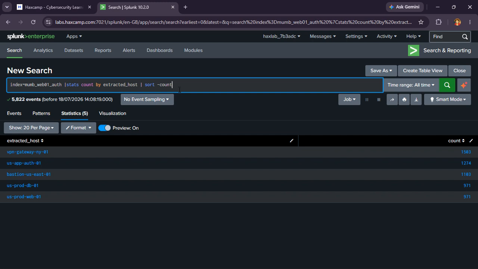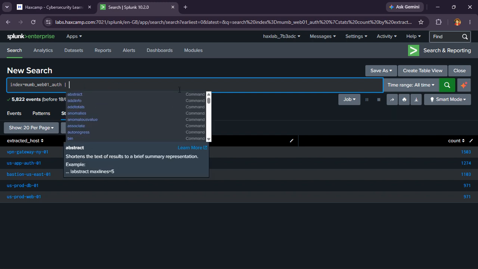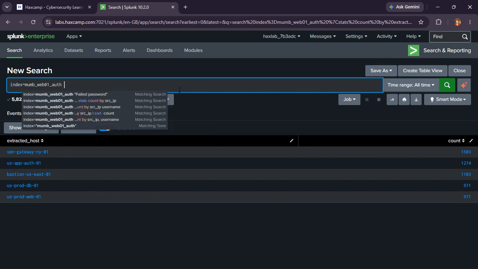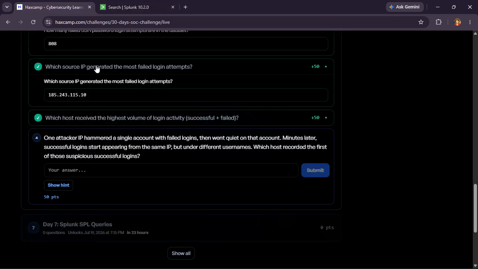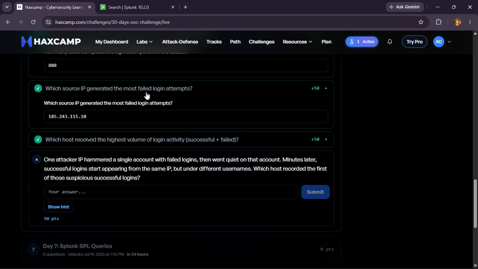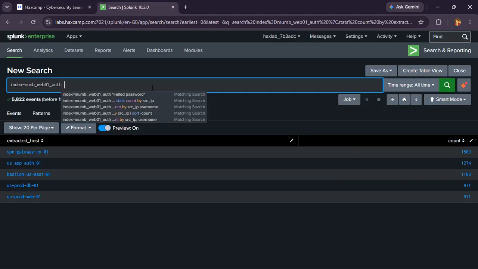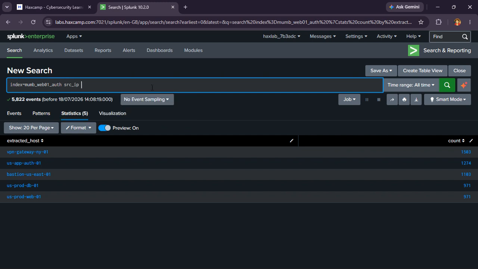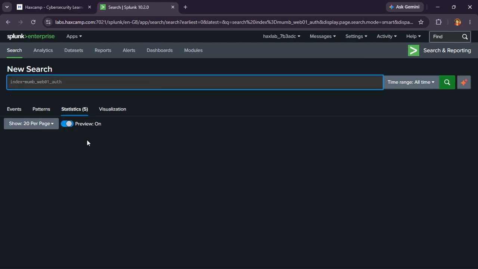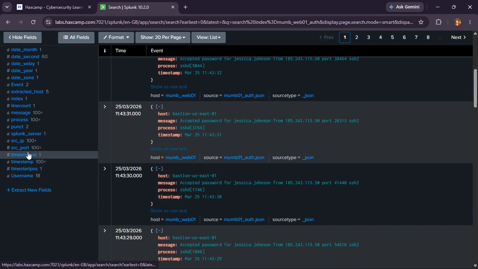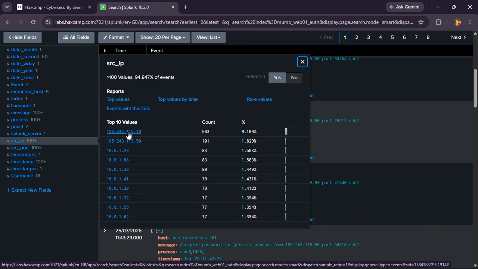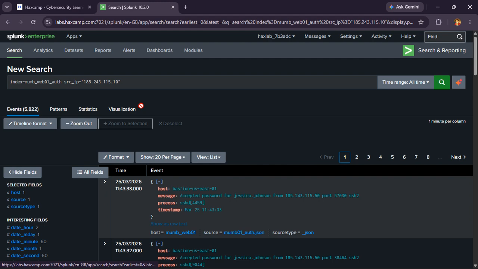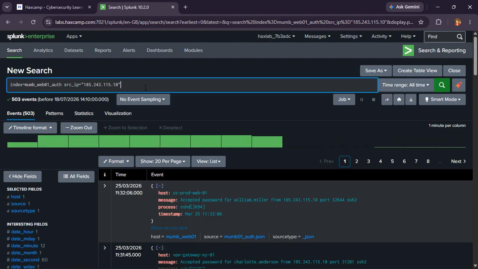First of all, we know which is the failed login IP. The highest number of failed login attempts is done by this IP, so we need to mention this also. SRC IP. Instead of this we can do this, SRC IP with this 503 attempts. Okay, here we get the IP.